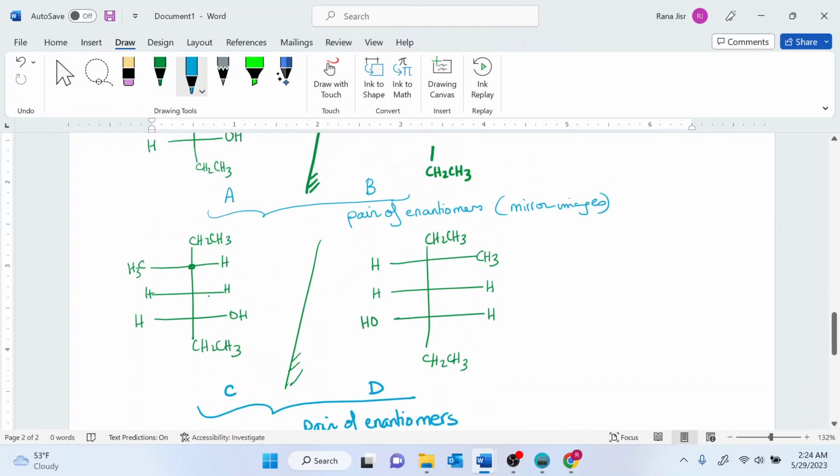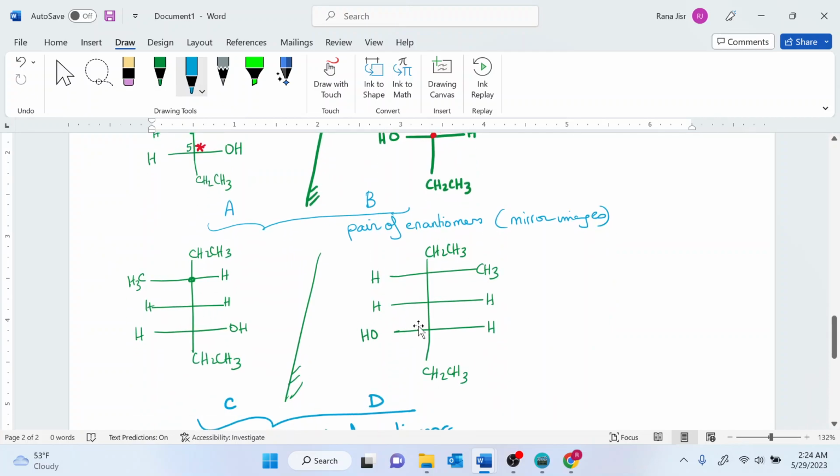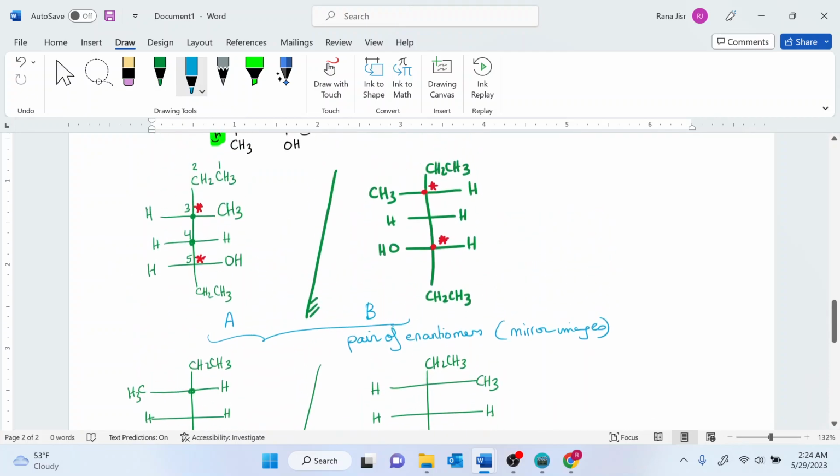So here I do have two pairs of enantiomers. I have A and B to be a pair of enantiomers, and then I have C and D to be a pair of enantiomers. Now let's go ahead and get the configuration for each one of them. To not waste too much time, if you get the configuration of just the first one, for molecule A, you can deduce it for the others.